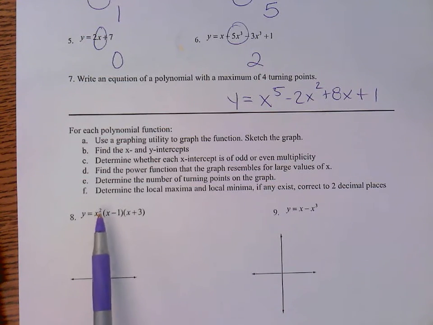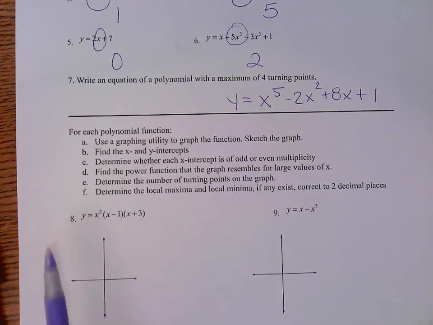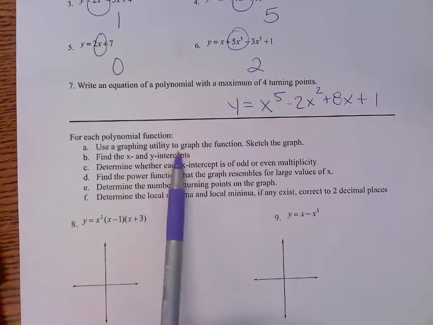So the degree is not 2. The degree is actually x squared times x, x to the fourth. So if it's in factored form, you've got to be careful when you're talking about the degree. This says use a graphing calculator to graph the function.